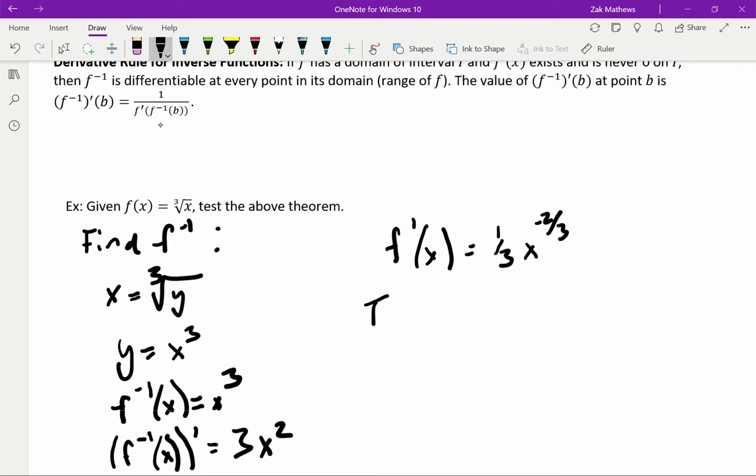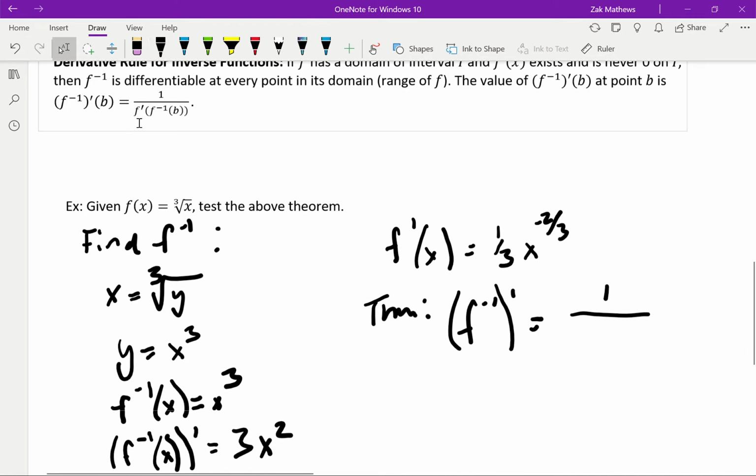And so let's apply our theorem. The theorem states the inverse's derivative is equal to 1 over the derivative of the function, 1/3 x to the negative 2/3. But in place of x, I'm putting the inverse function. We just calculated that inverse function a second ago to be x cubed. So I'm going to put that in my parentheses right here. 1 over the derivative evaluated at the inverse value. So we've stuck that in.